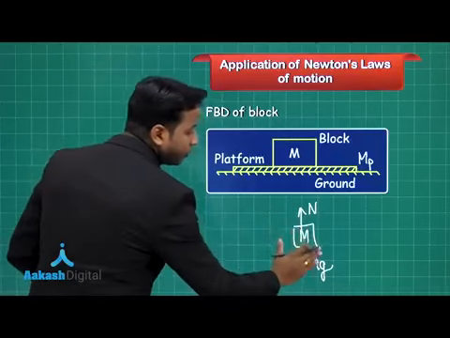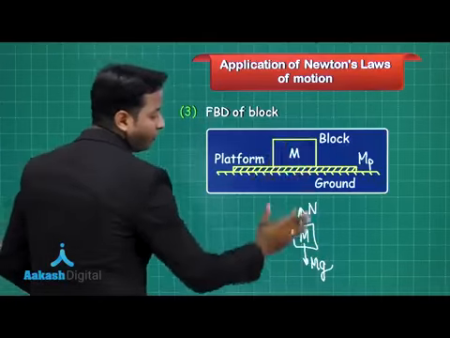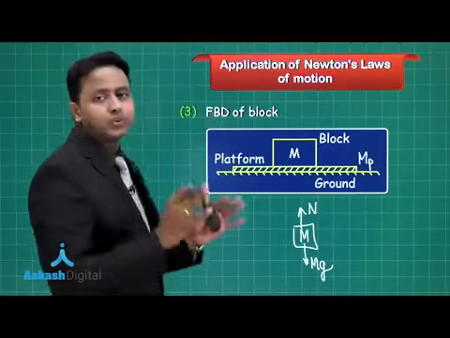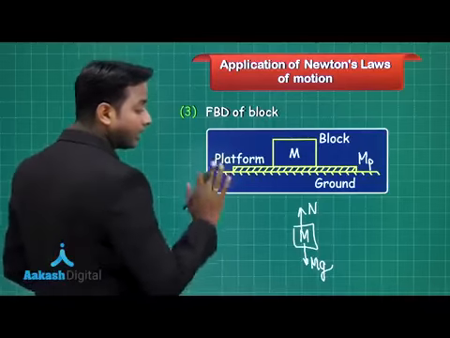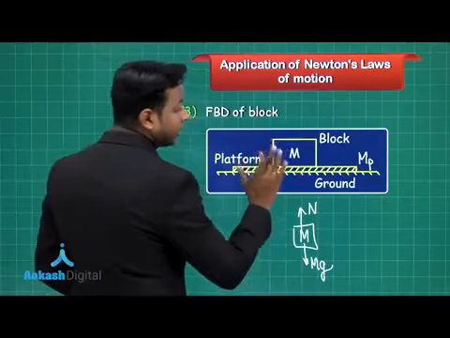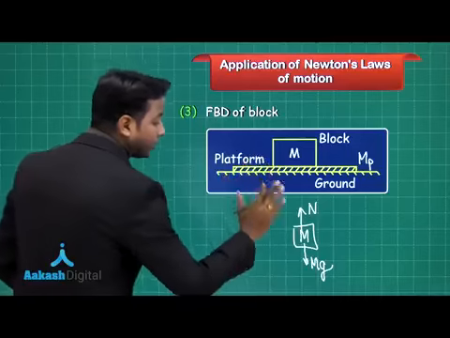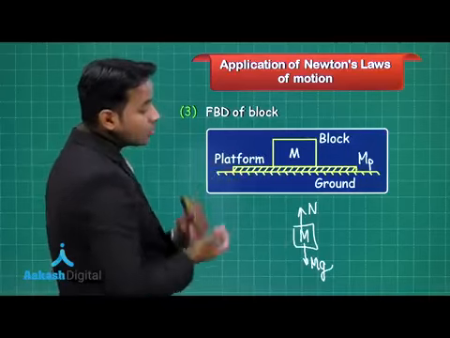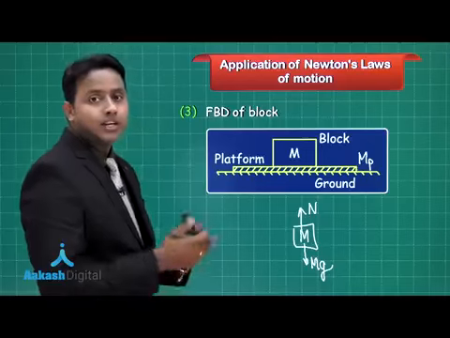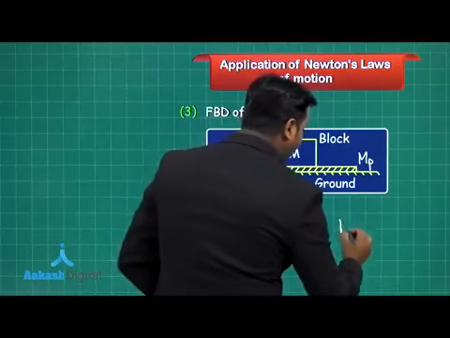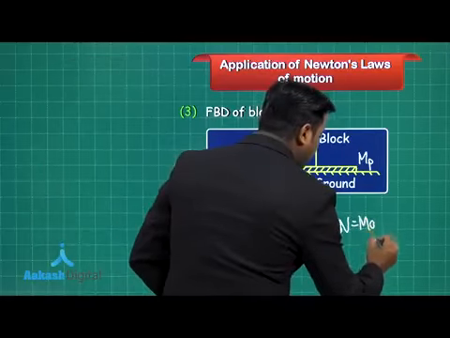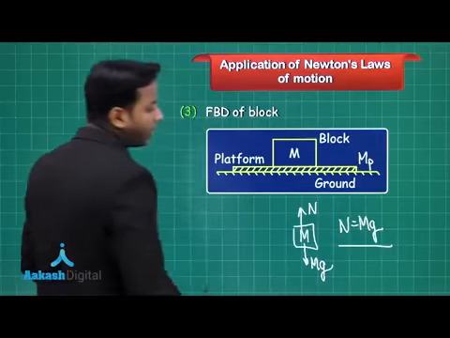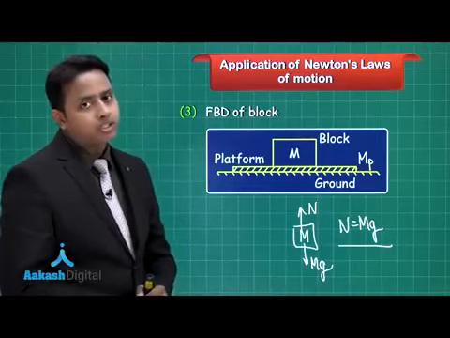These two different forces, N from the platform and mg from the earth, are acting on the system, and clearly you can see the system is in equilibrium, and when the system is in equilibrium, the net force is 0. Since these two forces are opposite to each other, the net force must be 0, so N is equal to M into g. I hope this idea is very much clear to you.